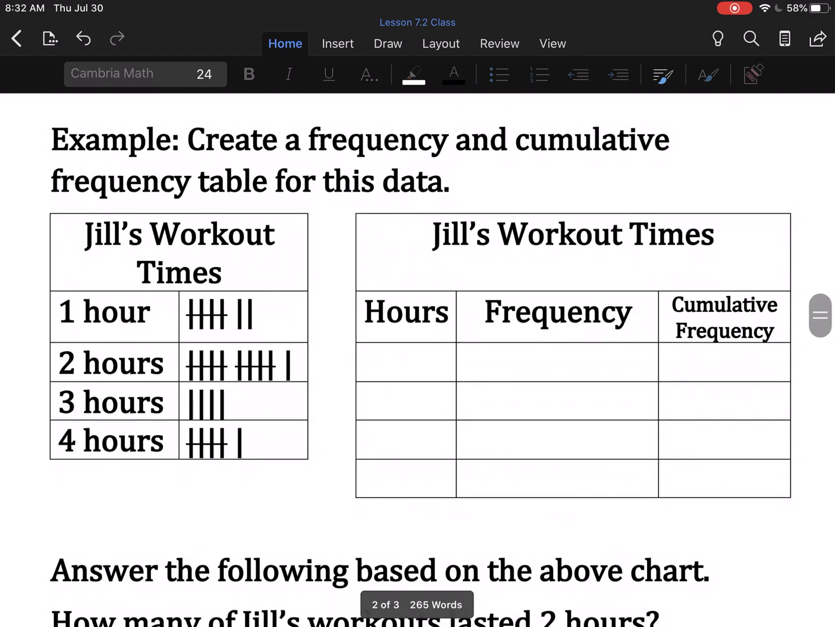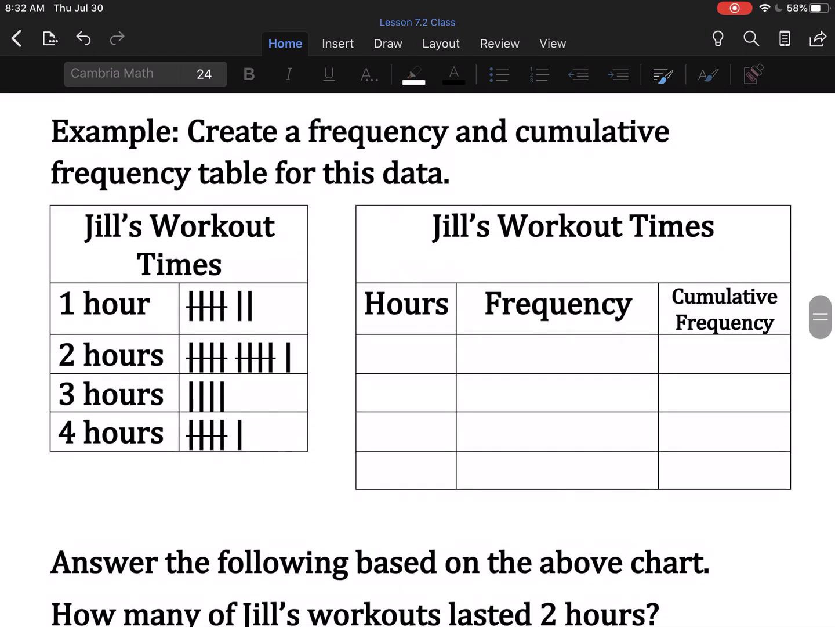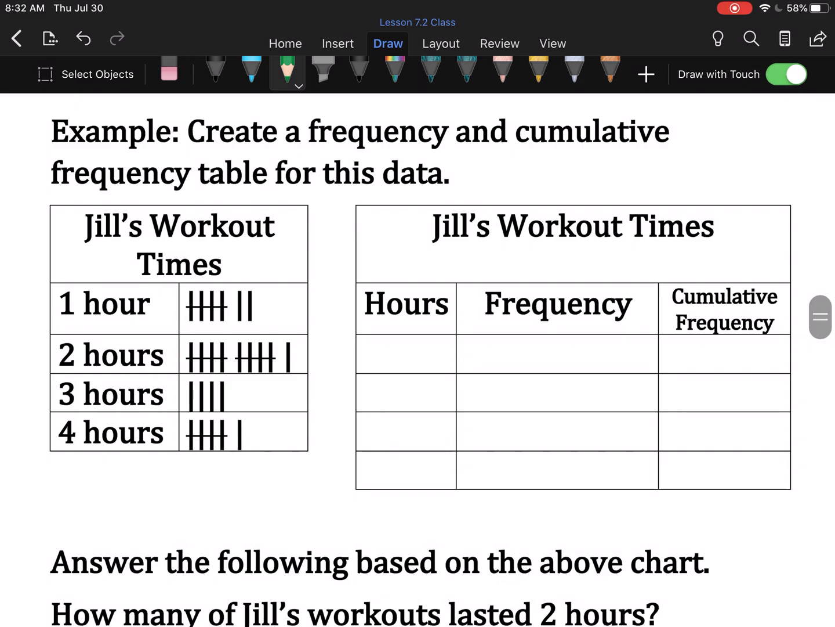Create a frequency and cumulative frequency table. So we'll do frequency first and then cumulative frequency. Hours we already have. It's 1, 2, 3, and 4. The frequency, we just have to count these tick marks and rewrite them using regular numbers. So there are 7 marks for 1 hour, there are 11 marks for 2 hours, 4 for 3 hours, and 6 for 4 hours.